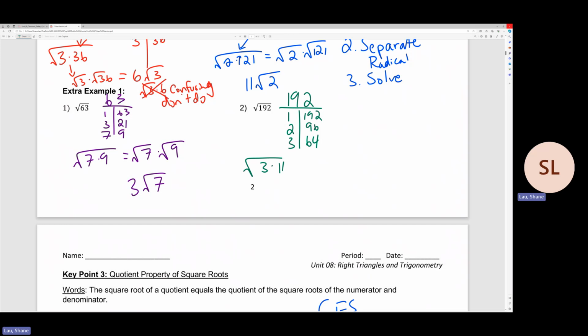So 3 times 64 inside that square root, make sure it's all in that square root, equals the square root of 3 times the square root of 64, like so. Square root of 64 is 8. 8 times the square root of 3, and that's my answer. Again, it is pretty easy, but it could be a little bit confusing.